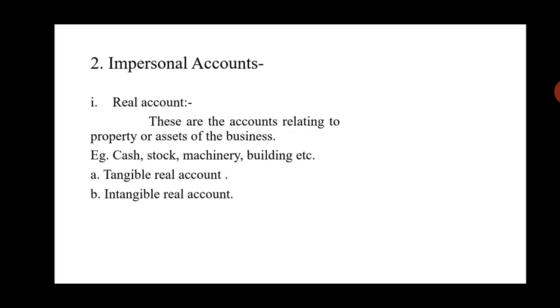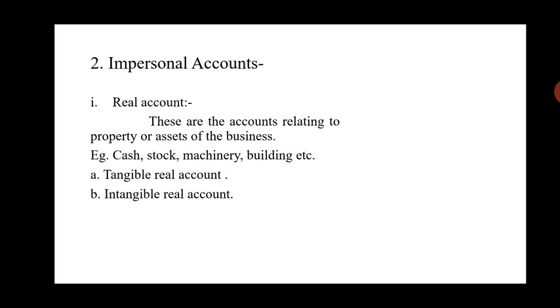Now this real account is bifurcated into two accounts, the tangible real account and the intangible real account. Tangible real account means those assets which we can see or touch, which we can measure, which we can buy or sell. So this is the tangible real account. Now what do we mean by intangible real accounts? Intangible means which we cannot see or touch, but we can feel, and we cannot buy or sell. That is the intangible real account.